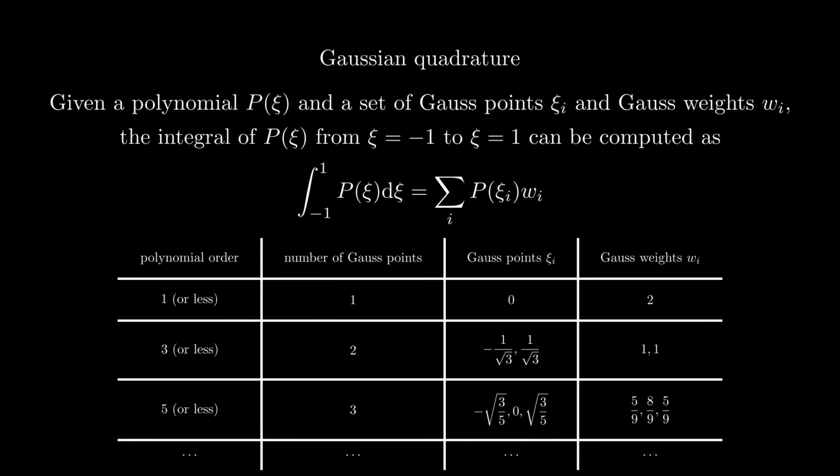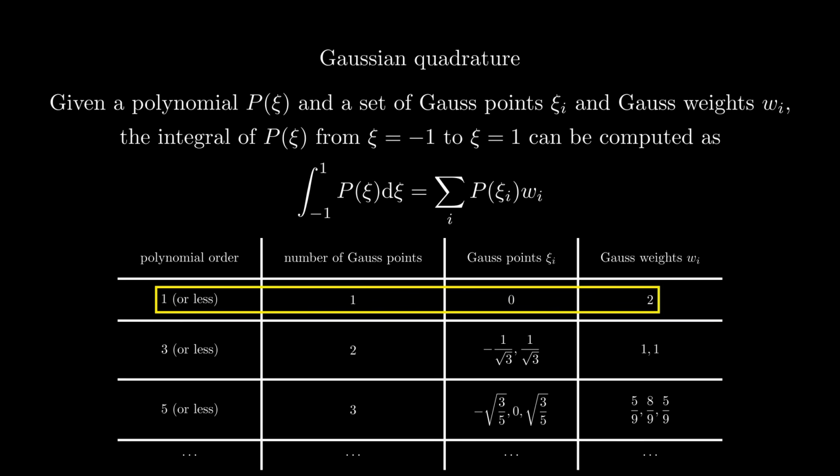In our specific example, we are only integrating polynomials of order 1 or less. For such simple polynomials, only one Gauss point and Gauss weight is sufficient. And the integral simplifies to evaluating p of xi at xi equals 0 and multiplying the result by 2.